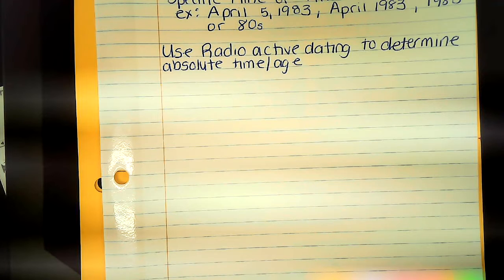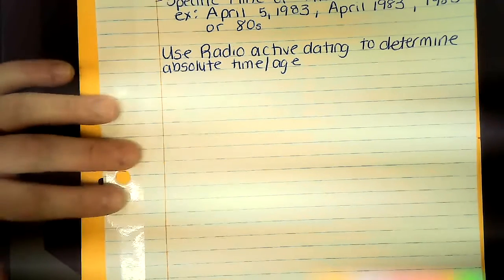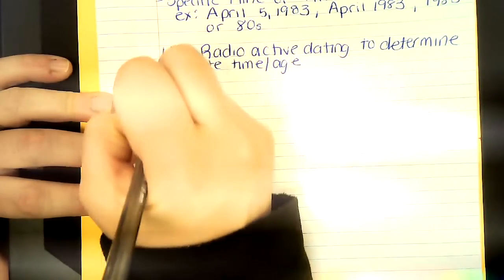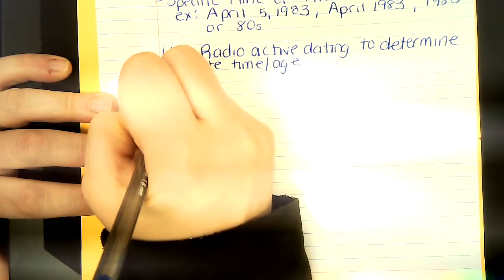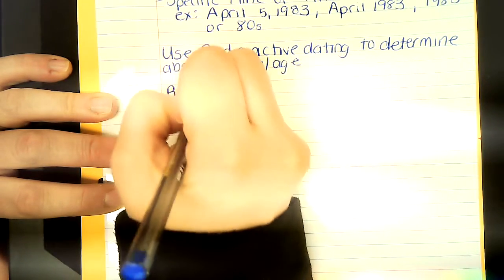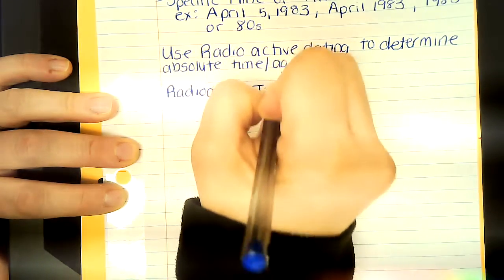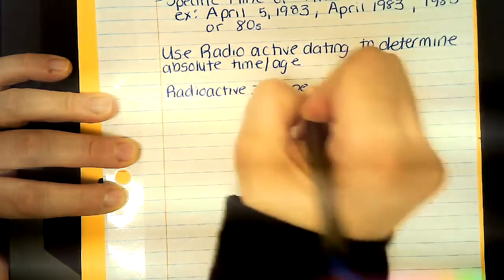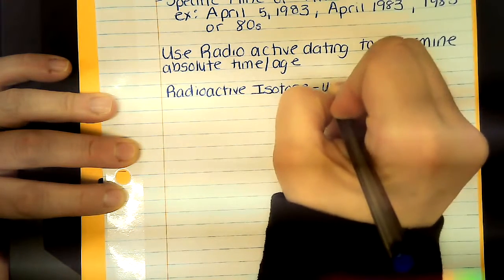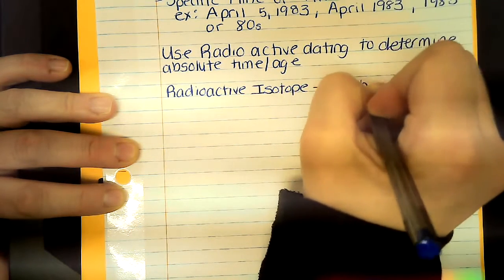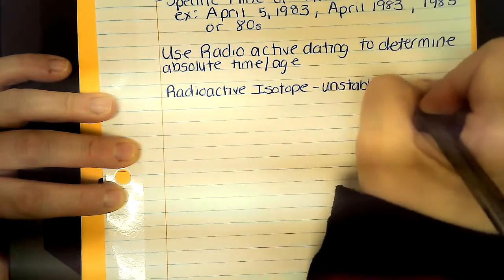That's a good enough definition. So we're going to use radioactive dating to determine absolute time. And with radioactive dating, there are a few keywords we need to know. The first one is a radioactive isotope, which is just an unstable element.